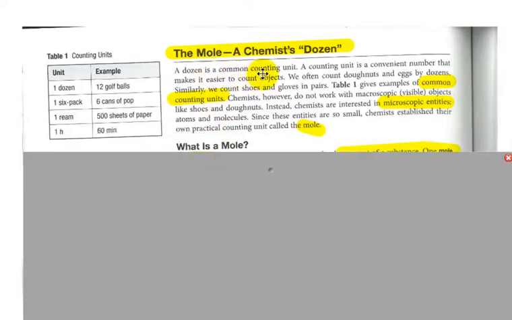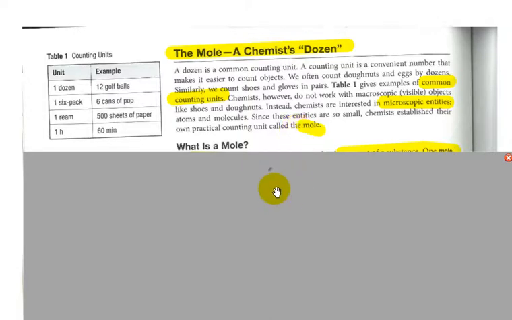A dozen is a commonly known unit that we are all familiar with. 1 dozen equals 12 things. A 6-pack equals 6 things. Stacks of paper come in reams, and we know that a ream is 500 sheets. 1 hour is 60 minutes, etc. But when we're talking about atoms and molecules, they are so small that we need a large amount in order to detect them and make them measurable.